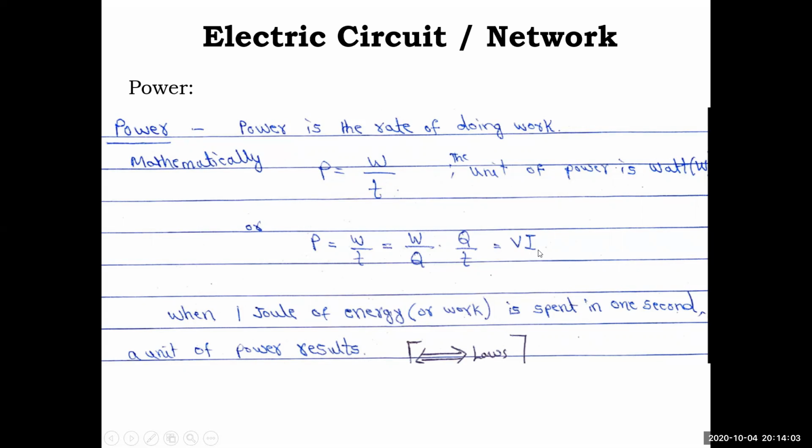Still, using Ohm's law, you can derive the power equation. I is equal to V by R, so P equals V square by R, or V is equal to I R, so P equals I square R. Like that we'll continue with the power equations, but the basic equation is the rate of doing work, W by T. From that only, the remaining expressions are derived. Now to define 1 watt: when 1 joule of energy is spent in 1 second, a unit of power results.